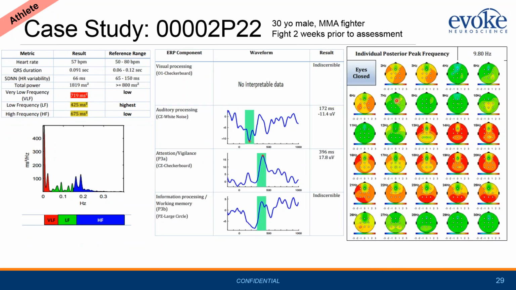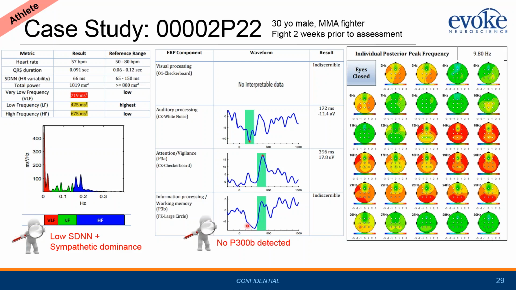And finally, let's look at another MMA fighter that had a big fight 2 weeks prior to our assessment. First, we look at our heart rate variability. We've got good SCNN and total power, but we have sympathetic over-arousal. And actually, a bit of a low SCNN, considering this is an MMA fighter. He should have a very high SCNN. We're right on the border of our reference range. Now we look at our ERPs, it looks like there's not even a P3B to be detected at all.